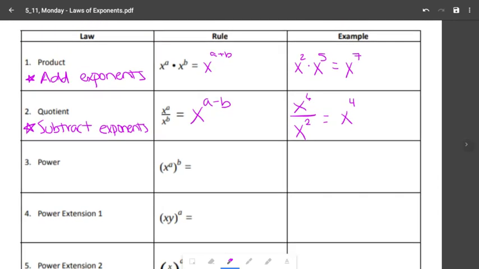Number 3 is your power rule. This is the first power rule we're going to deal with. Power to a power. If, for example, I had x to the fifth, squared, one base with two exponents, you get x to the 10th, because the rule is that you multiply the exponents.